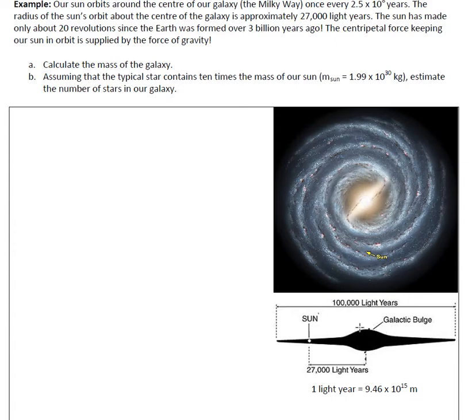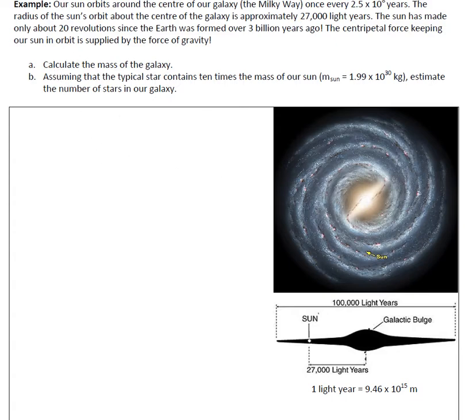So we have what's called the galactic bulge, where at the center it's apparently a giant black hole that is holding everything together. That is what's causing the force that allows our sun and solar system to orbit around that black hole. So our task: calculate the mass of the galaxy.